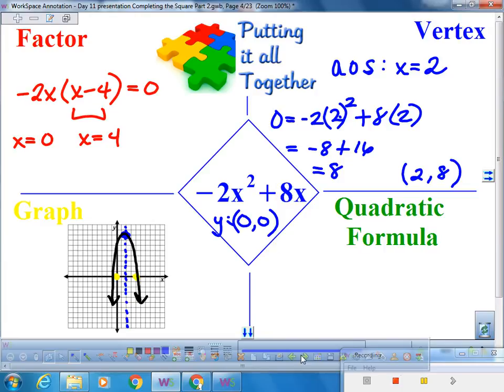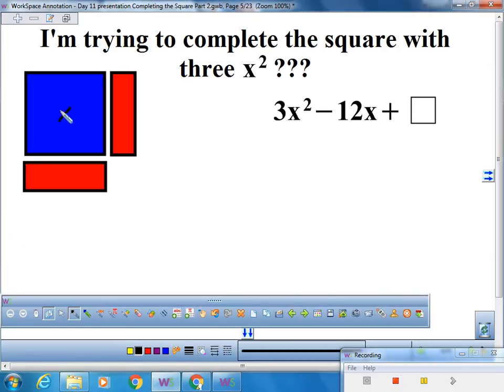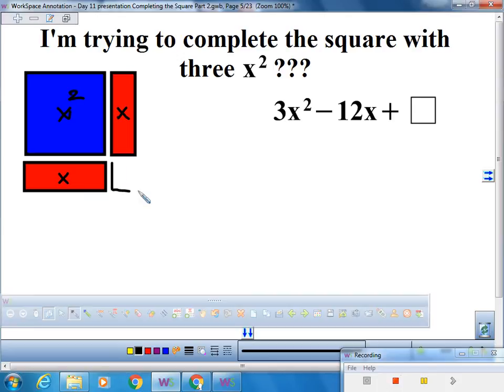Okay. All right, so I'm trying to complete the square with 3x squared. Doesn't this stand for an x squared right here? And this stands for an x, and this stands for an x. What would complete the square for this one? This is 1x times 1x equals 1 times 1 is 1, right? 1 unit.